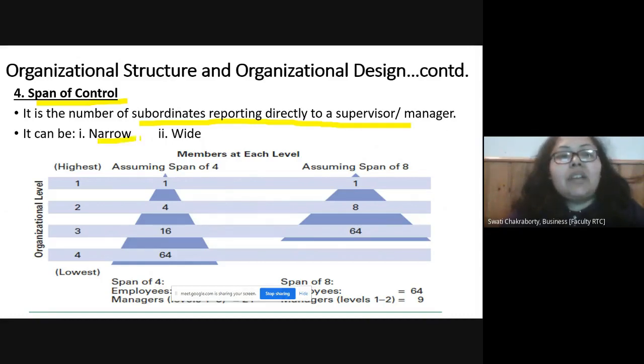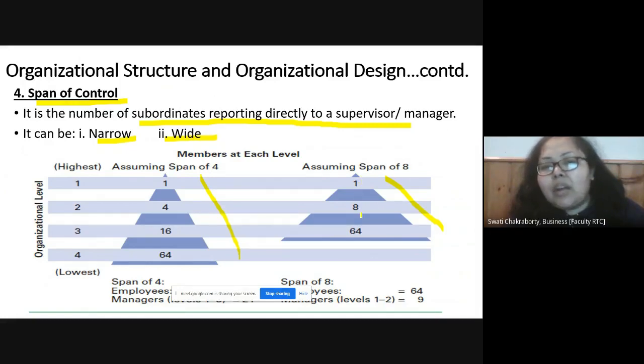So we can have a narrow span of control and a wide span of control. As I said, when we talk of a narrow span of control, there are more levels in the hierarchical system, but fewer people to monitor. One person monitors four, and each of these four persons again monitors four. Whereas with a wider span of control, the level of hierarchy is less and there are more people to monitor. One person monitors 8, and each of these 8 persons again monitors 8.